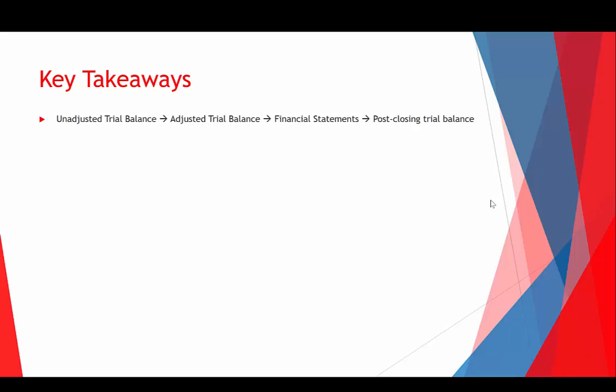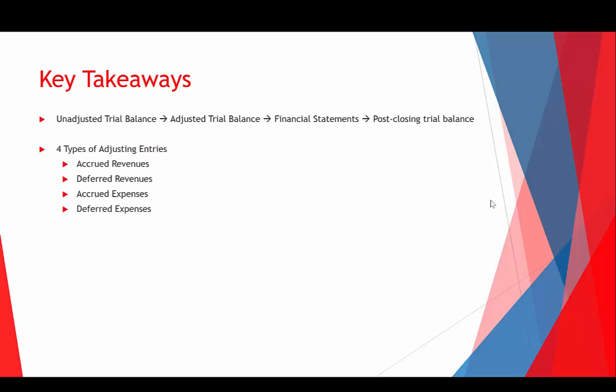All right, finish up here some key takeaways in this process. We went through a lot of different statements, but it starts with the unadjusted trial balance. Then you do those adjusting entries to create your adjusted trial balance. That leads you then to create the financial statements, starting with the income statement, then statement of changes in stockholders' equity, and ending with the balance sheet. And then finally, we finish after our closing entries with a post-closing trial balance.